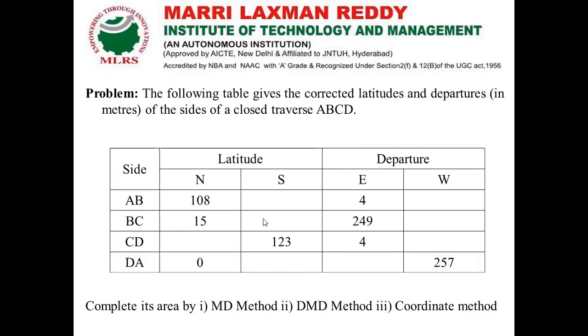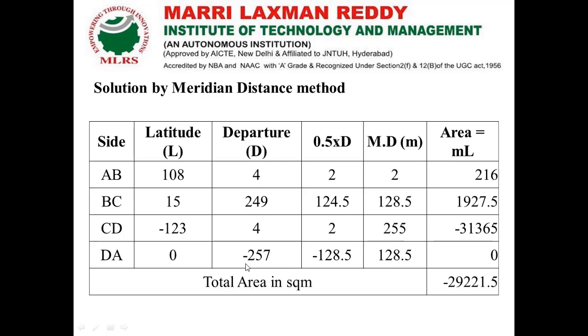So next problem. The following table gives the corrected latitude and departures in meters of the sides of a closed traverse ABCD. So they have given the latitude and departures values with respect to northing and southing, easting and westing. Compute its area by meridian distance method, double meridian distance method and coordinate method. Let us move on to the first, the meridian distance method.